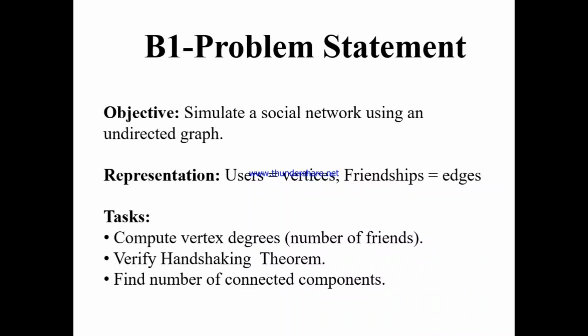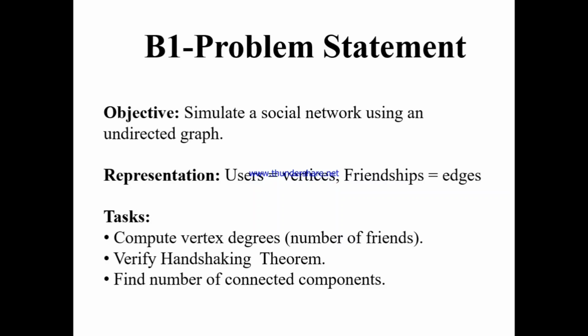Now we are going to talk about B1, the problem statement, which is the friendship graph. Moving on to Part B, the undirected friendship graph. The idea here was to simulate a social network. In this model, each user is represented as a vertex. Each friendship is represented as an edge between two vertices.